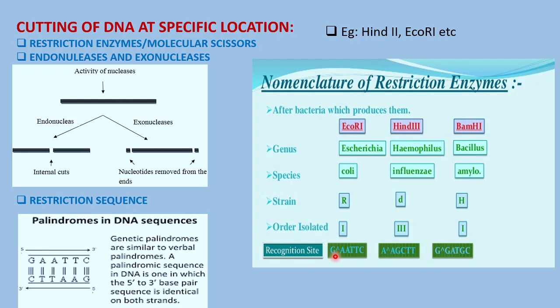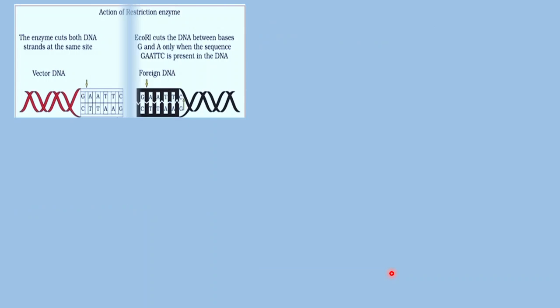Then here, the small arrow that is given here is the point where the enzyme actually acts. You should not get confused here. This is the exact point where the enzyme will work. Now let us see how the enzyme can cut the DNA.